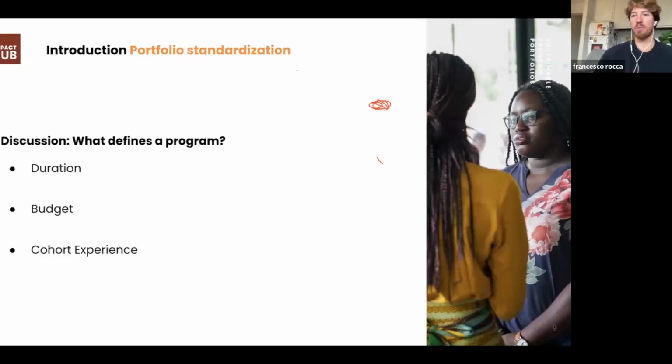We always thought that a program is something that has a minimum length. If it's a one-off thing with a short period of time, it would not fit into the program category. It normally has a relevant budget. If it's a couple of thousand, it's normally not a program, but more an event or a small consultancy. And for us, programs normally have this cohort experience. It can be entrepreneurs or corporate, but people join together and go through the activity together and share this experience. These are three factors that you need to consider whenever you need to standardize your portfolio.